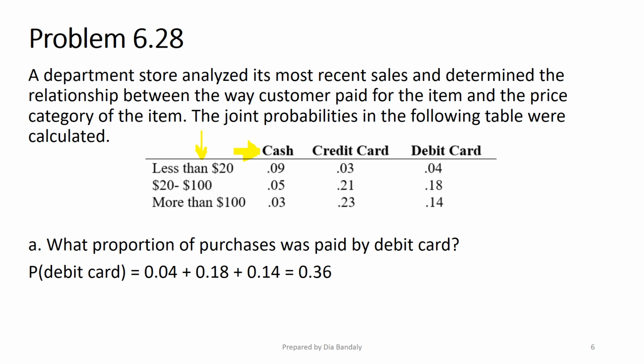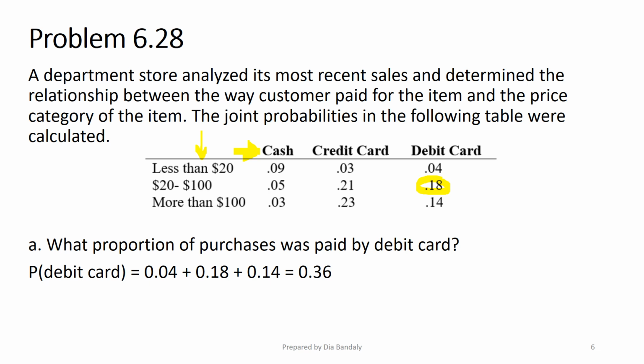Okay, so let's read any one of these and interpret it. What does it mean here? This is 18% of all the purchases are made using debit card, and the amount was between $20 and $100. Okay, this is how we read it. Just to remind you.